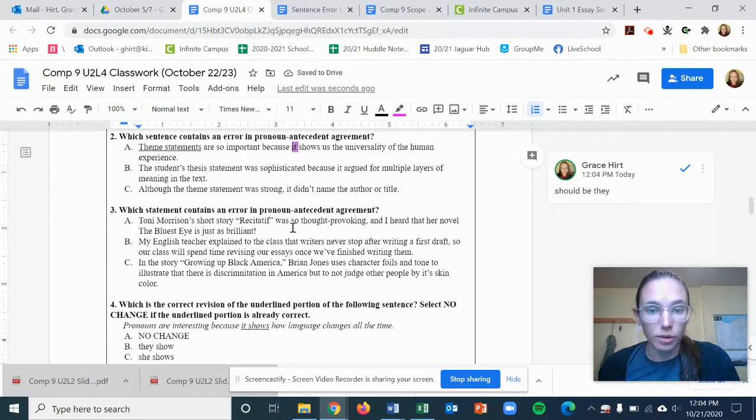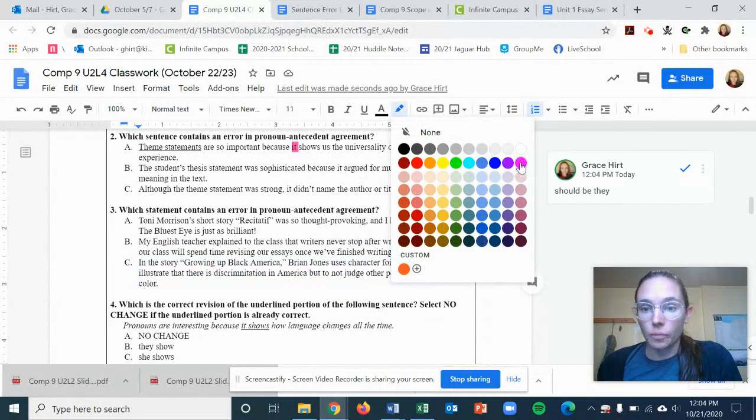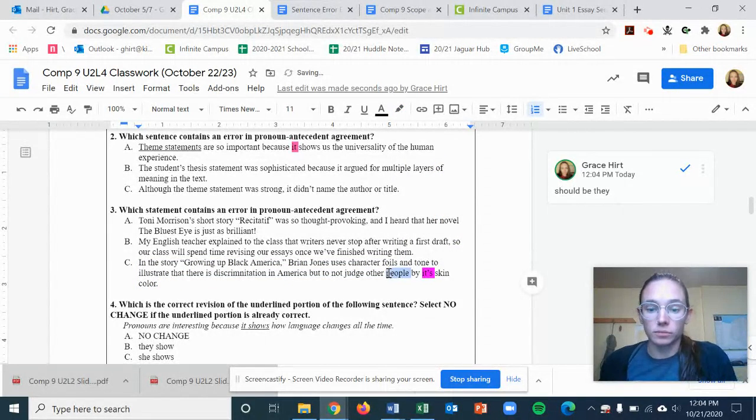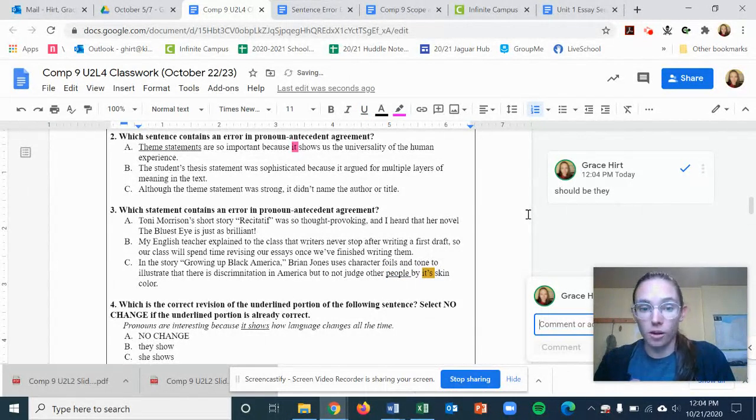Okay, so for number 3, the answer was C, and this is a real student example, a very common issue. It says, Brian Jones uses character foils and tone to illustrate that there is discrimination in America, but not to judge other people by its skin color. When we're talking about people, first of all, people is plural, right? And we don't use the word it to describe a person. We would use their: to not judge other people by their skin color.